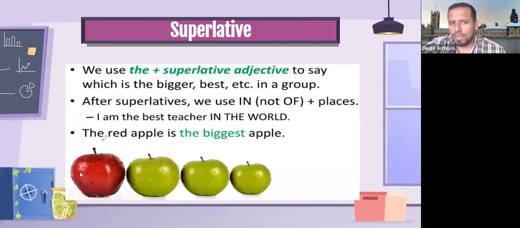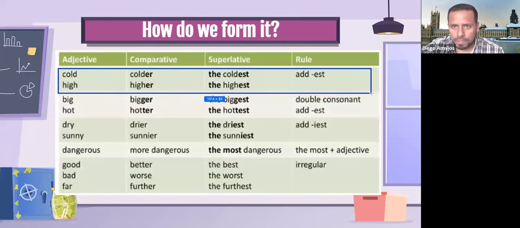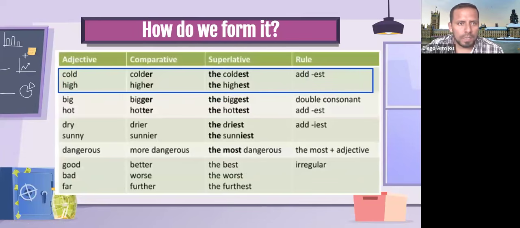Now I'm going to explain to you how to form it. All right. So let's continue. It says, how do we form it? Let me put it into boxes here. Okay, we have this one first. Cold. This is comparative. We already started. Now we're gonna jump into superlative.